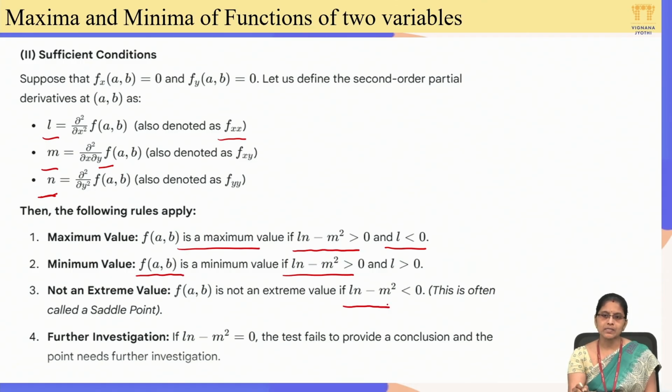If LN minus M square is less than 0, a saddle point exists here. So saddle point means neither maximum nor minimum exists here. And last, if LN minus M square is equal to 0, that means the test fails to provide a conclusion and the point needs further investigation.